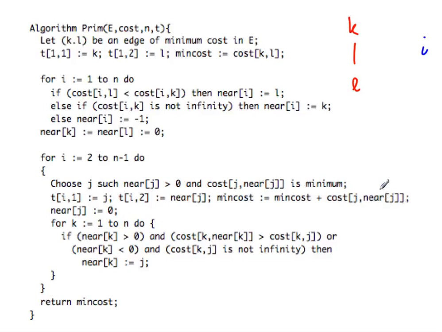And now we have to update the near values. So the first thing we do is we set the near value for the newly acquired vertex to be 0. And for every other vertex, if it has a positive value, that is, if it is connected to the tree already, and the cost it is already connected with is more than the cost of the edge from k to j, or there was no connection, so earlier it was not connected to the tree, but now there is an edge from k to j. In either of these cases, we will set near of k equal to j.